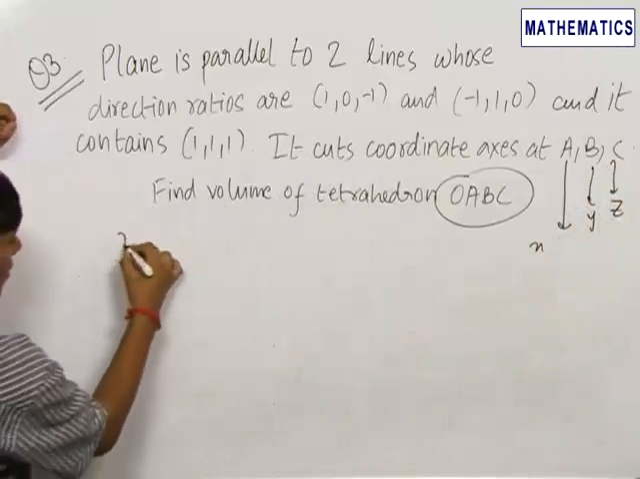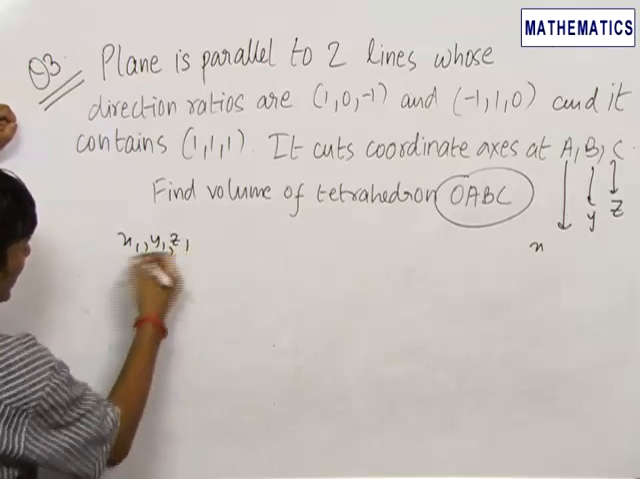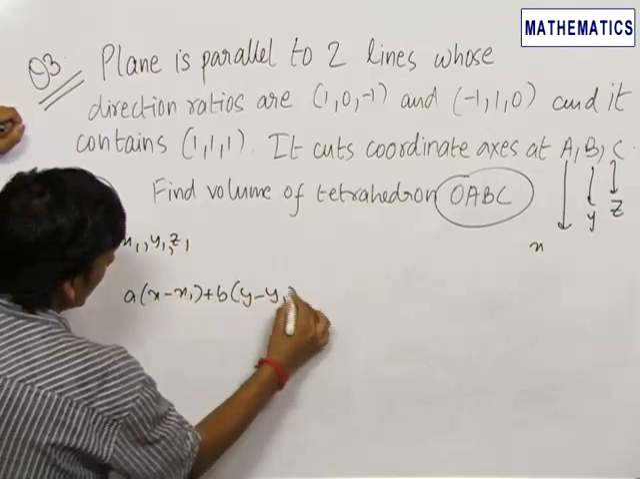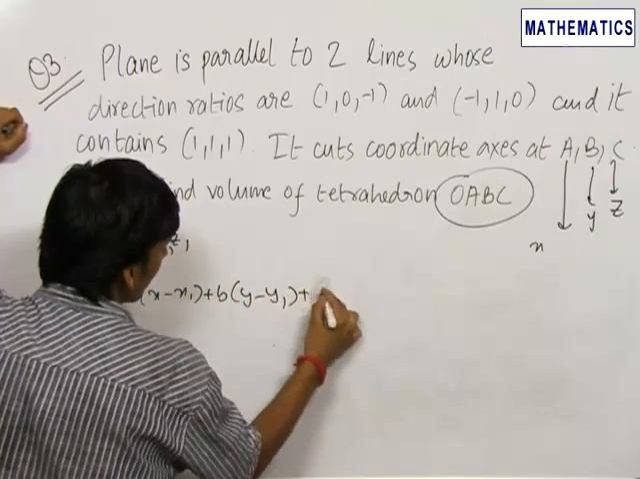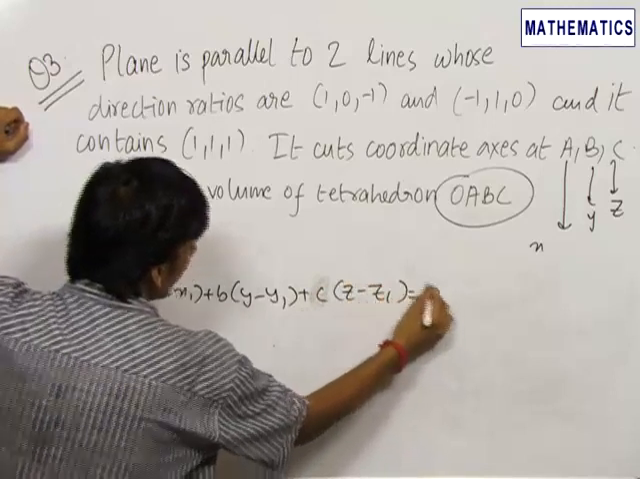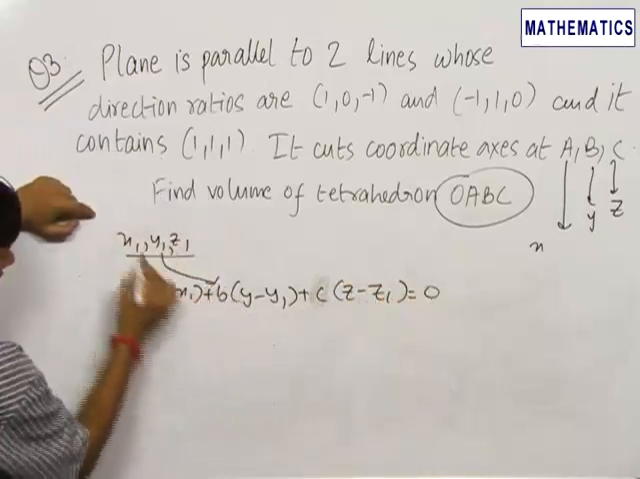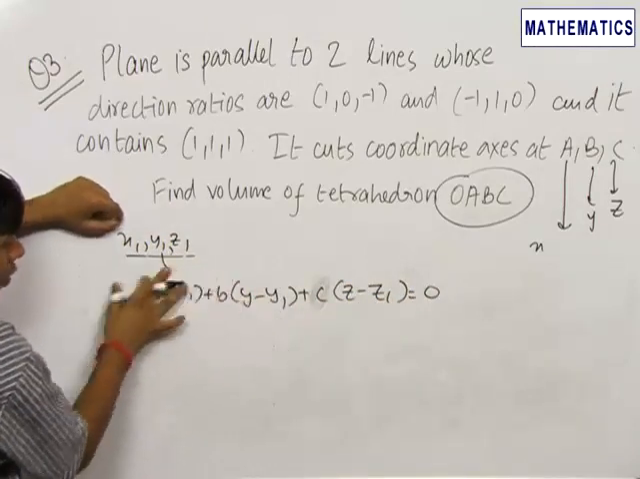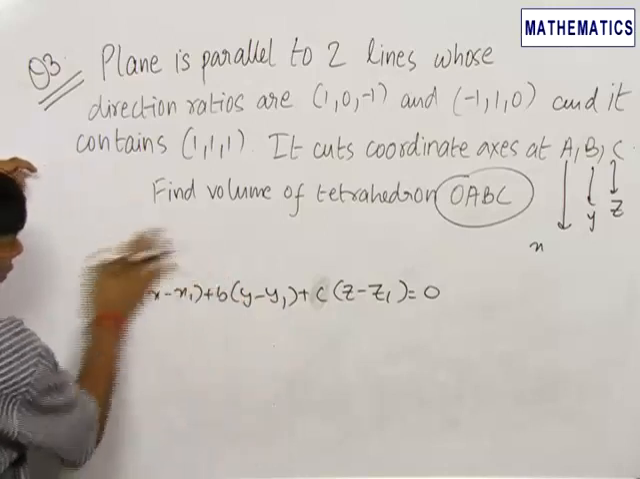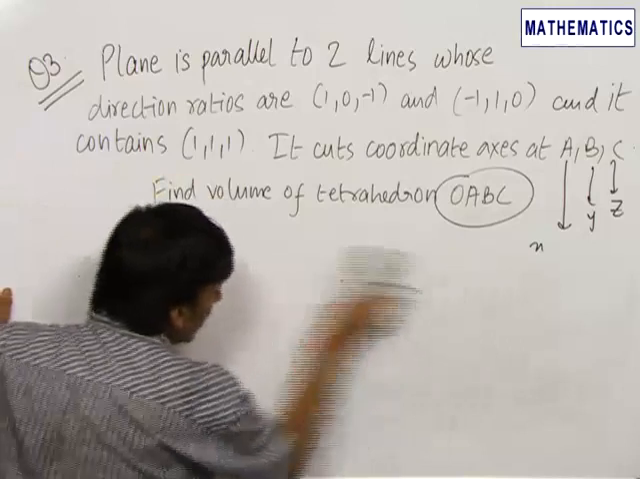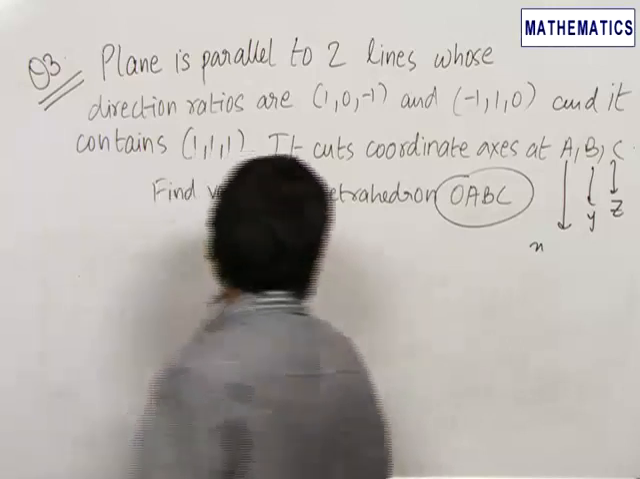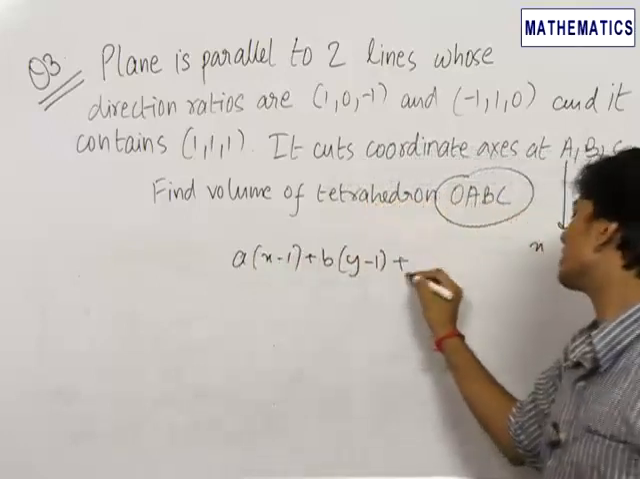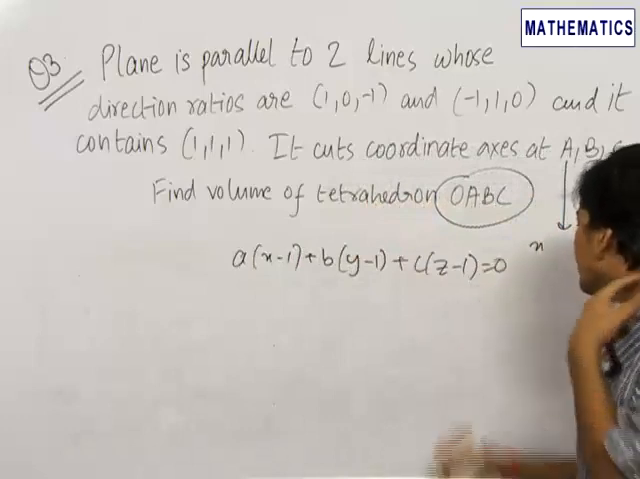Any plane containing a point (x1, y1, z1), the equation of this plane can be written as A times (x minus x1) plus B times (y minus y1) plus C times (z minus z1) is equal to 0. This is because when we put this point in this equation, we get 0 equal to 0, that is, this point satisfies this equation, therefore this point lies on this plane. Therefore we write the equation for our plane as A times (x minus 1) plus B times (y minus 1) plus C times (z minus 1) equal to 0.